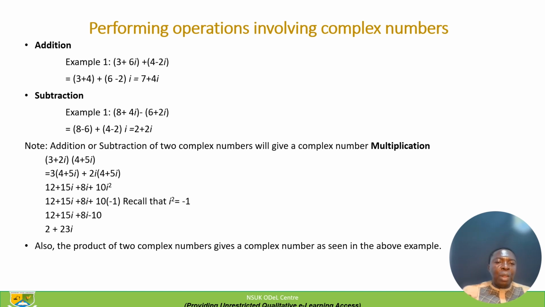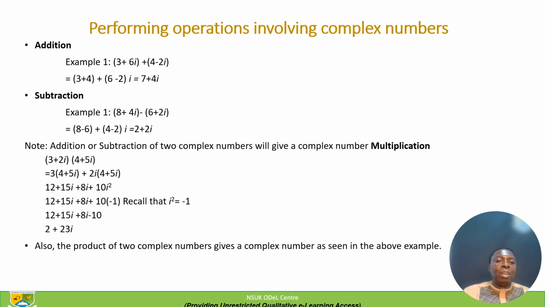Now subtraction. For subtraction, you can say (8 + 4i) - (6 + 2i) = (8 - 6) + (4 - 2)i, which equals 2 + 2i. Note that the addition or subtraction of two complex numbers will give a complex number. Now, multiplication.